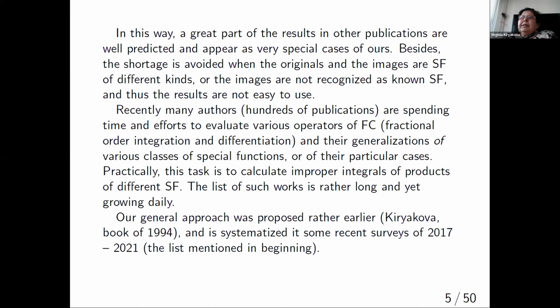The aim is to save the efforts of many recent research works on this topic, where the authors evaluate images of some fractional calculus operators of some special functions, all in these particular cases following the standard procedure. Practically, the job is to calculate improper integrals of a product of different special functions. And we can base also on a very general formula well known for the integral of a product of two H-functions or two G-functions of Meijer. Okay, next.